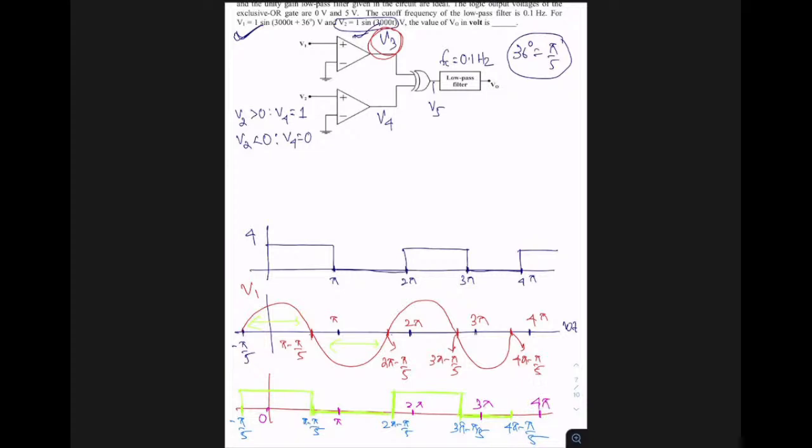Similarly, in this waveform, this is the point which is pi minus pi by 5. And this point is 2 pi minus pi by 5. It needs patience. Okay. Similarly, where is this point? So this point is your 3 pi minus pi by 5. Similarly, this point is your 4 pi minus pi by 5. Okay. So I don't have anything to do with this as well now. So I can remove it.